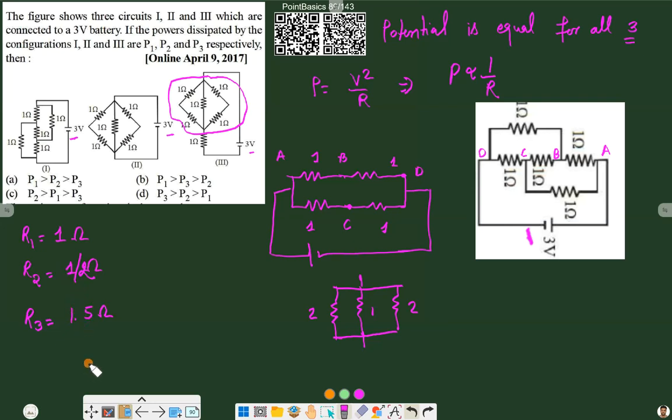So we can say P2 will give us the highest power, followed by P1 and then followed by P3. So here it is, option C will be the right answer. Moving to the next question.